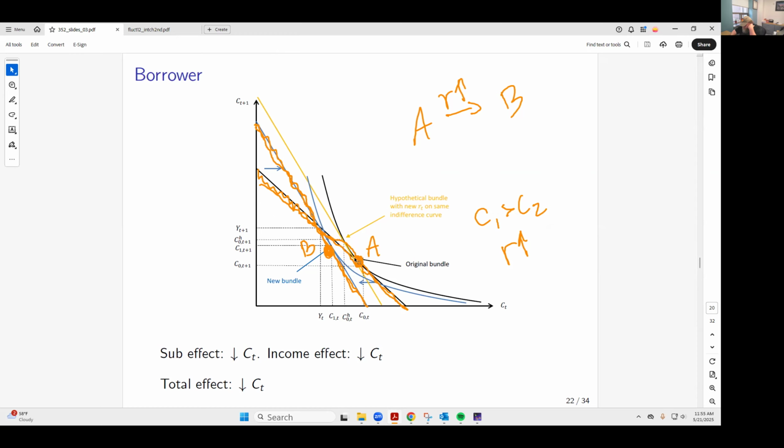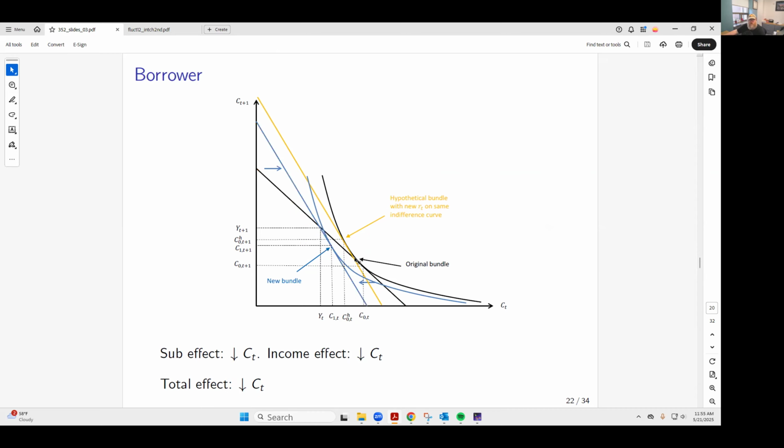And so in this scenario, the substitution effect causes consumption in the current time period to decline. The income effect causes consumption in the current time period to decline even further. So this here ends up being the income effect, or I should say, sorry, that's the income effect, and then that's the substitution effect. And so the net result of this is less consumption. Okay, so with increased interest rates, if the individual is a borrower, we expect less consumption in the current time period.